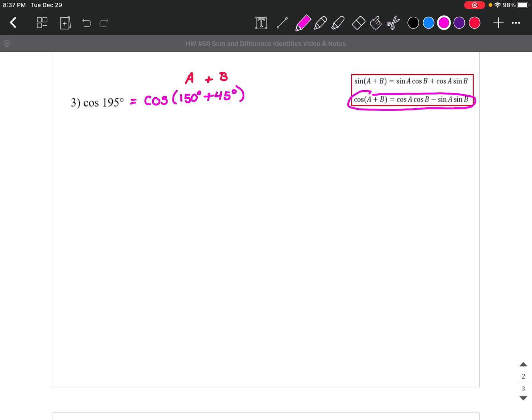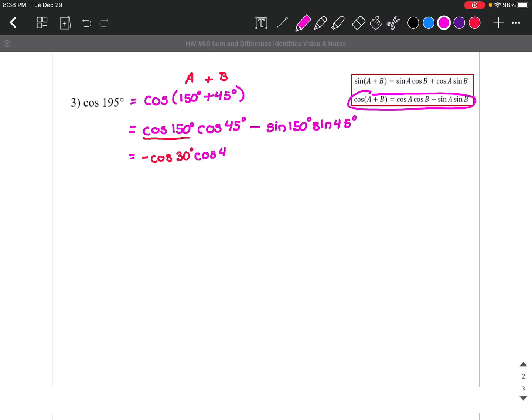So now when we follow the pattern for cosine, that would be the cosine of the first, which is 150 degrees, the cosine of the second, which is 45 degrees, minus the sine of the first, which is 150 degrees, times the sine of the second, which is 45 degrees. Now, if we look at this cosine of 150 degrees, 150 degrees is still in the second quadrant. Cosine is negative in the second quadrant. And our reference angle for 150 degrees is still 30 degrees.